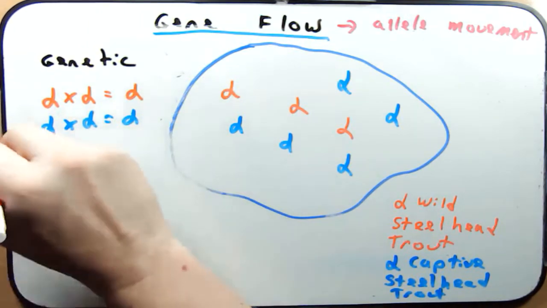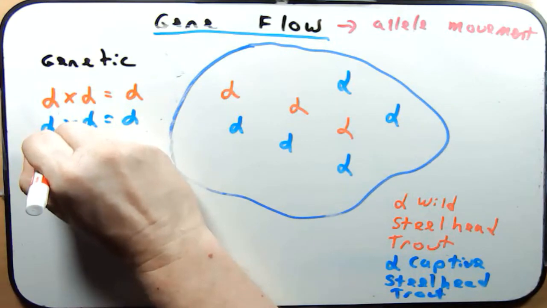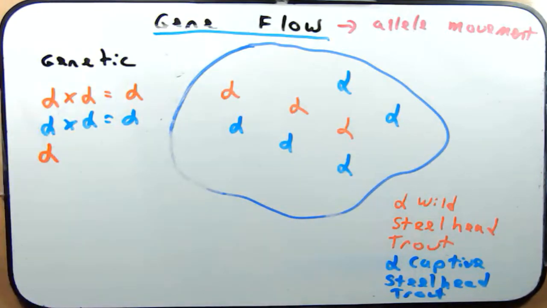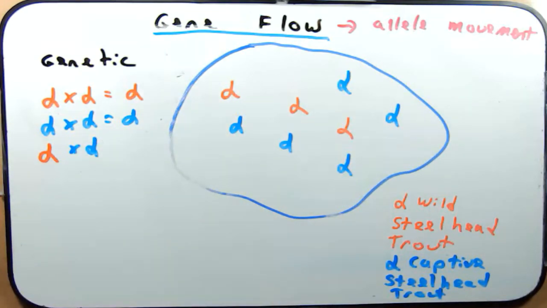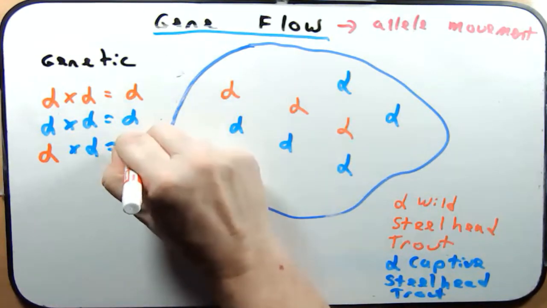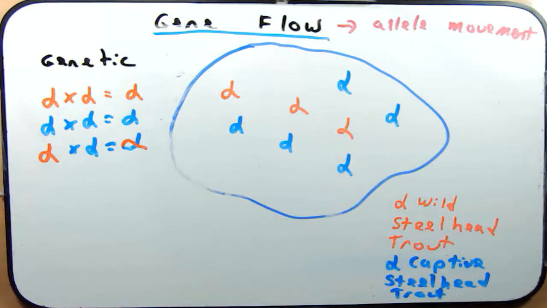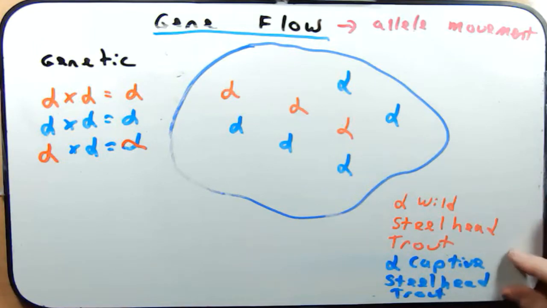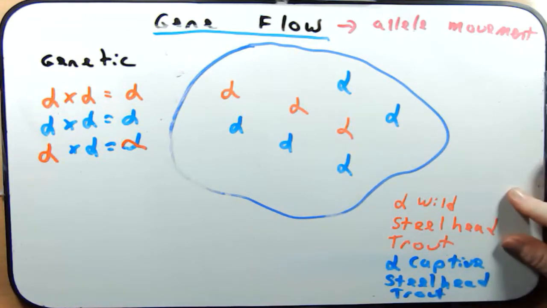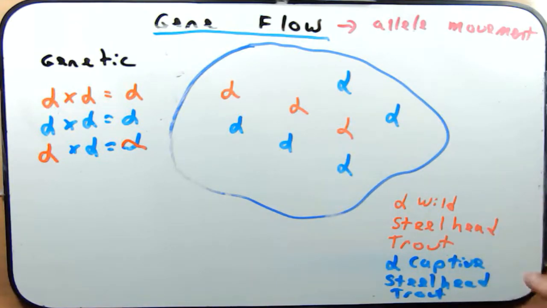And they were also able to determine if the progeny resulted from a mating between one wild steelhead trout and one captive steelhead trout. And I'll cleverly draw it like so. And by seeing how effective wild steelhead trout were at reproducing, and comparing that to how the captive steelhead trout were reproducing, they could determine the relative fitness of the wild steelhead versus the captive steelhead.